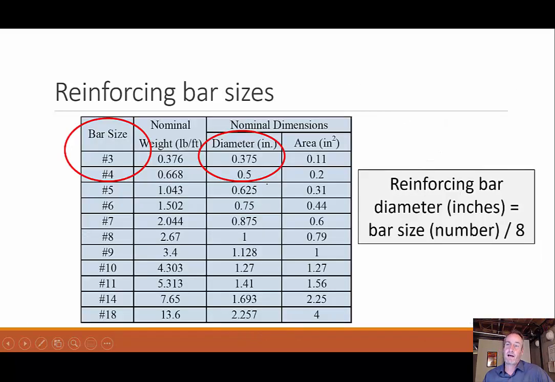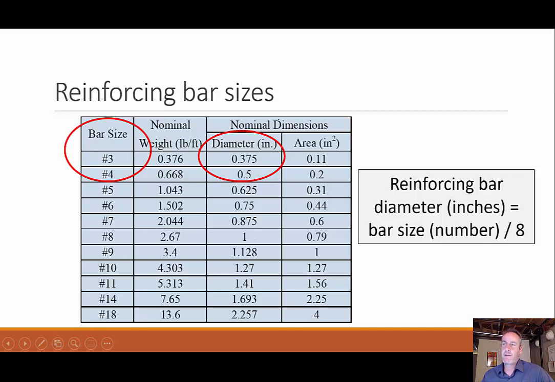So when we talk about size, we'll talk about, say, a number 4 rebar or a number 9 rebar. Really all it is, is the size of the bar, say number 3, divided by 8 in inches. Meaning if I have a number 3 bar, then its diameter is 3/8 of an inch. If I have a number 8 bar, its diameter is 8/8 of an inch. Well, 8 divided by 8 is 1, so you should see 1 inch.